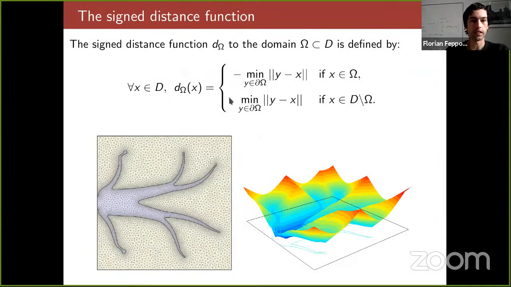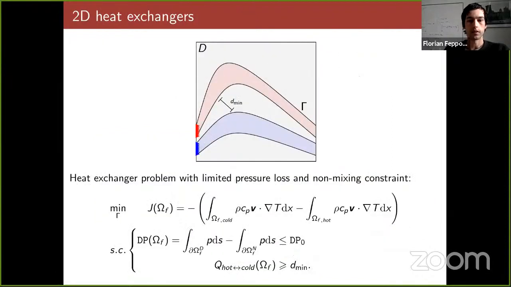I recall the signed distance function: it's the function that gives you the distance, which is plus the distance to the boundary if you are outside the domain and minus the distance if you are inside. By considering this, we can recast the heat exchanger problem. We can formulate it like this. We want to maximize the heat transferred, which corresponds to minimizing some quantity analogous to the one presented before. And there are some pressure drop constraints and the constraint on the distance.